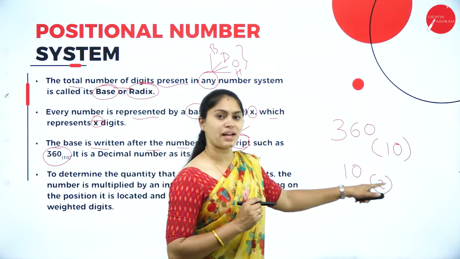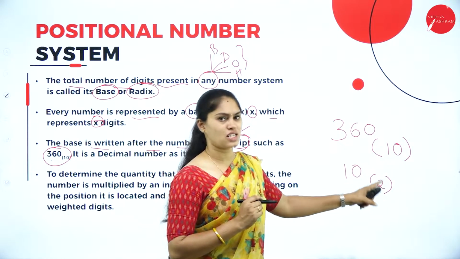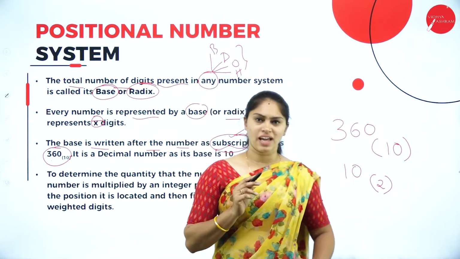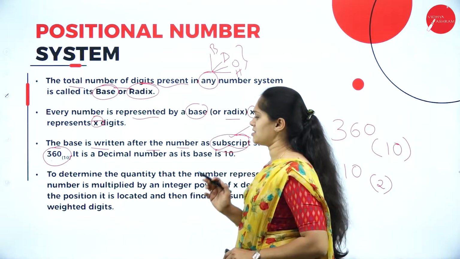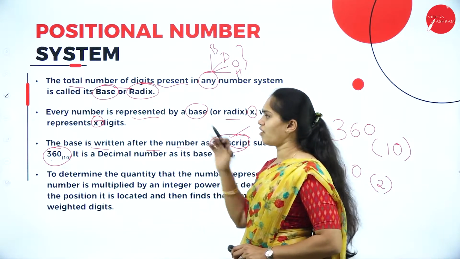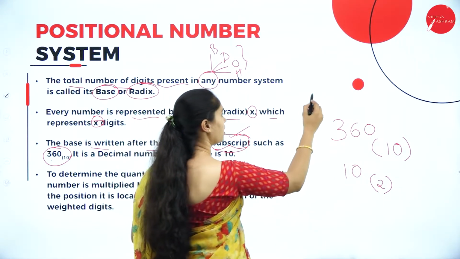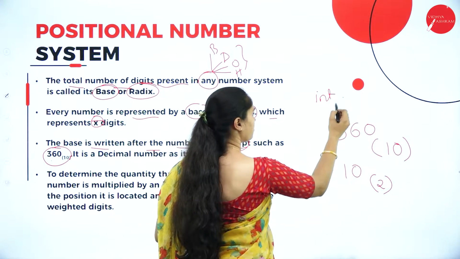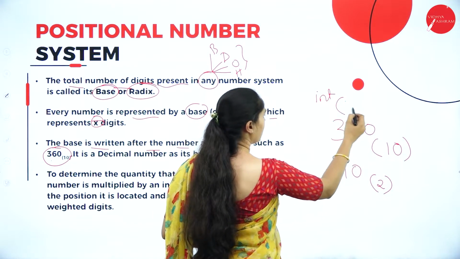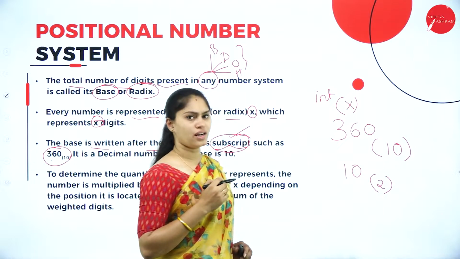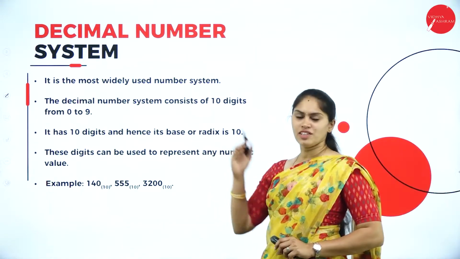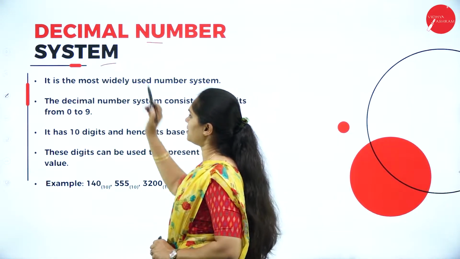Then this is a binary number system because its base is 2. You are going to get to know of every type of positional number system one by one. Okay. Then how we are going to represent any number, its base and radix. So here we are going to have an integer. Within that, as a subscript, you are going to write the base or a radix. Okay. So first we'll see about the decimal number system now.